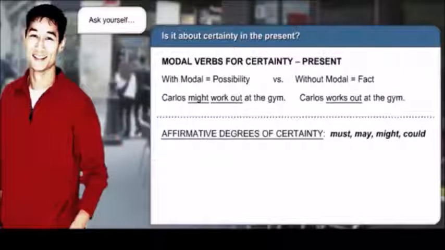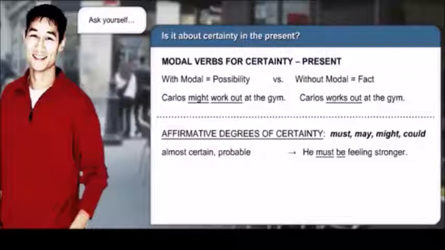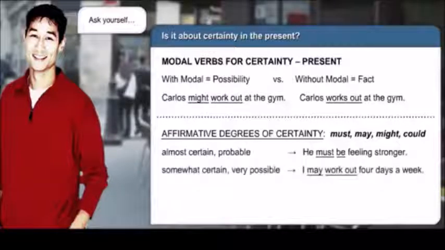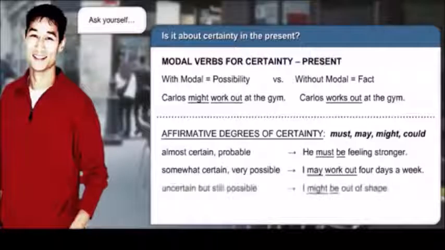Use the modals must, may, might, and could to express an affirmative degree of certainty about an action or idea in the present. To express probability or a high degree of certainty, use must. He must be feeling stronger. Use may to express possibility with some degree of certainty. I may work out 4 days a week. Use might to express 50% possibility or some uncertainty. I might be out of shape.